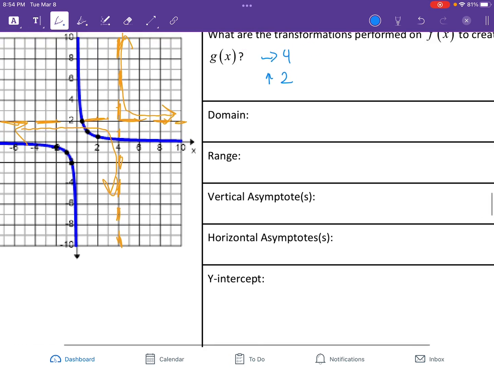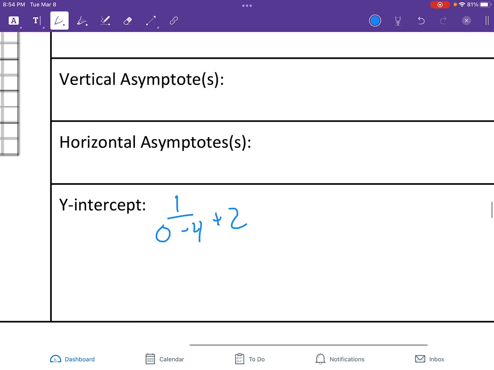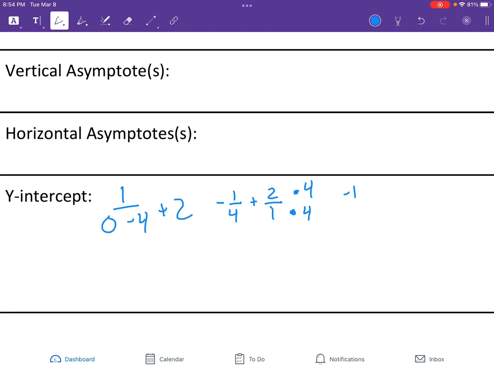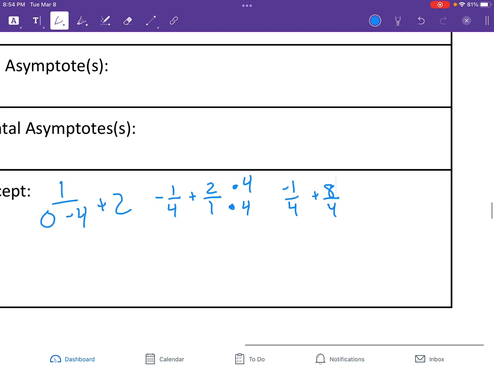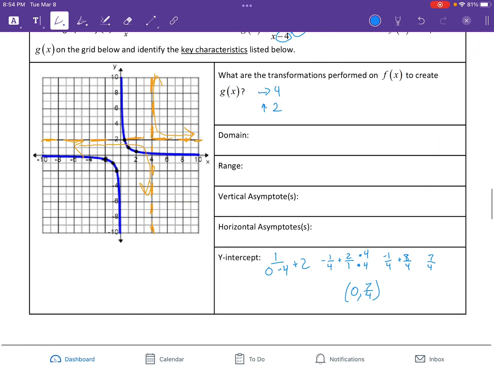So your y-intercept, again, you're going to put 0 in for the x term. So we have 1 over 0 minus 4 plus 2, which gives me negative 1/4 plus 2 over 1, multiplied by the denominator of the other fraction, which gives me negative 1/4 plus 8 over 4. Combine those two numbers at the top now, which gives me 7 over 4. So my y-intercept is (0, 7/4).